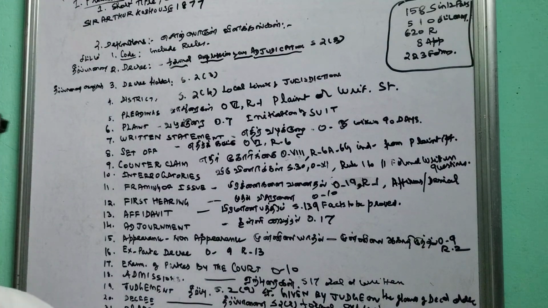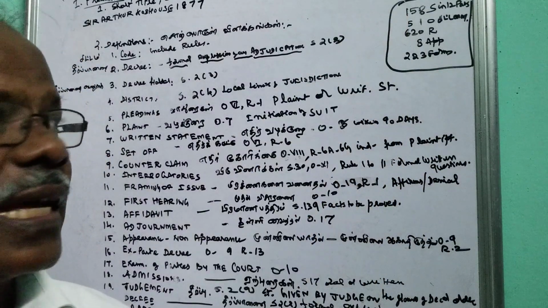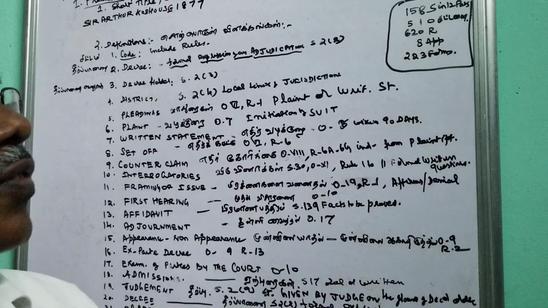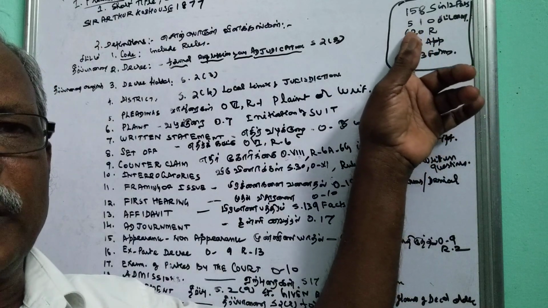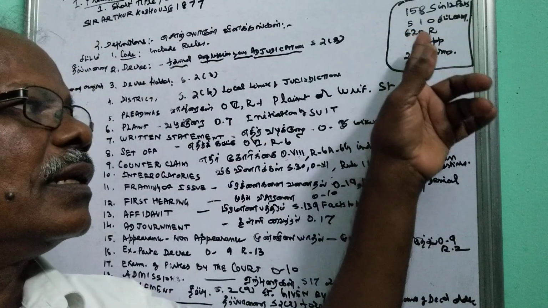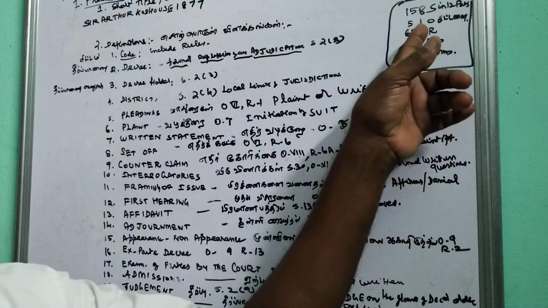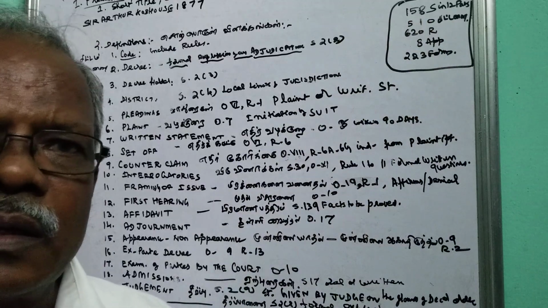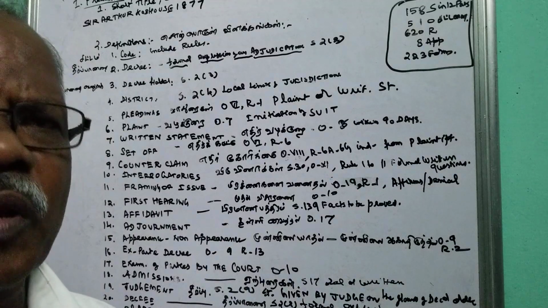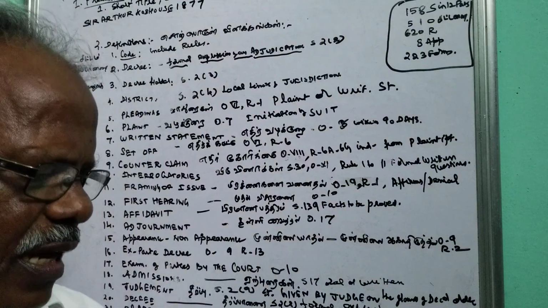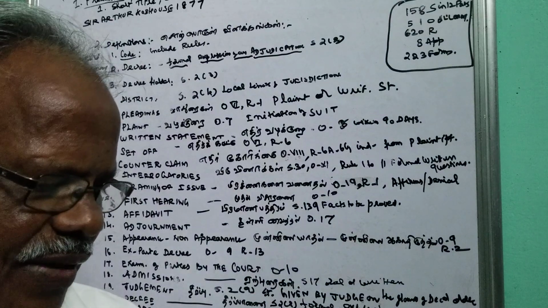Now we will see some of the details. We have already told you that there are 158 sections and 51 orders, with 620 rules. The rules are usually made by the High Court, and there are 8 appendices and 223 forms. Out of the 51 orders, 21 orders are very important, and we will see them one by one. Order 1 is called parties to the suit. Who are the parties? The defendant and the plaintiff.